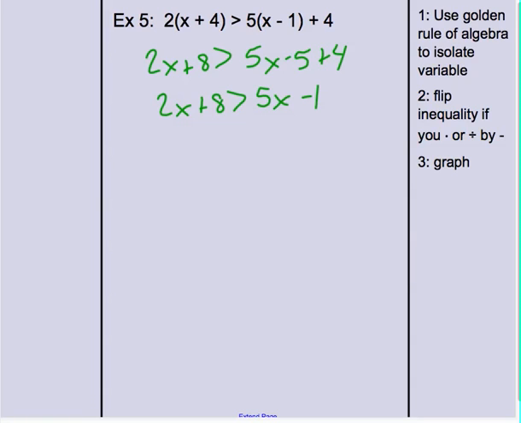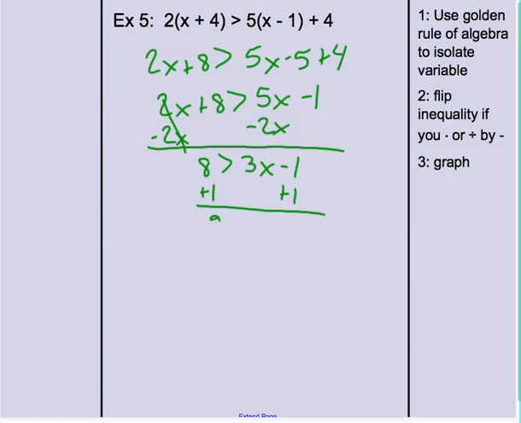So now when I get my variables together, I want to move the coefficient that's smaller. So we get 8 is greater than 3x minus 1. Adding 1 to both sides. And dividing everything by 3, a positive 3, so that we don't have to worry about flipping that inequality symbol.